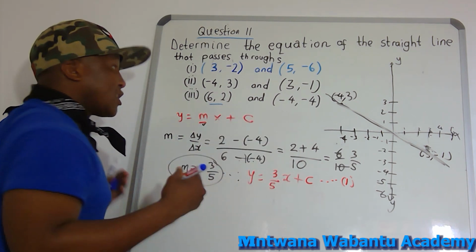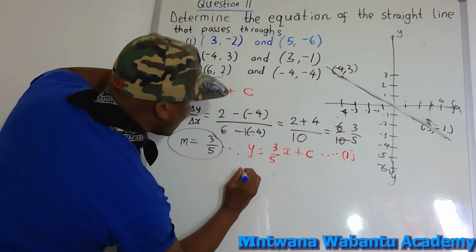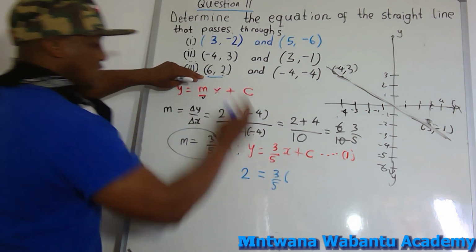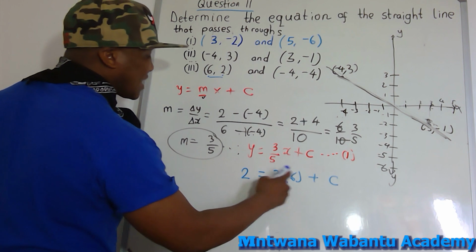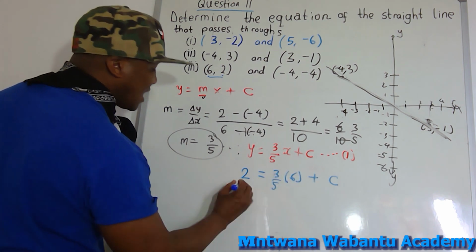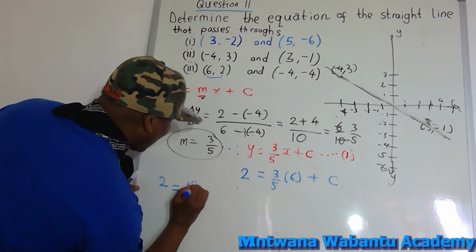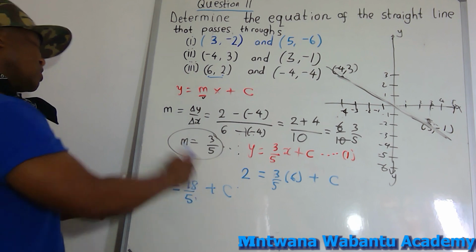I assume I'm in an exam, okay? So this is y, this is x. This y is going to come here. It's going to be 2 equal to 3 over 5 times x, x equal to 6, times 6 plus c. So what I'm going to do now, okay, 3 times 6 equal to 18. So 2 equal, this is going to give us 18 over 5, and then plus c. So what I'm going to do, take it over.